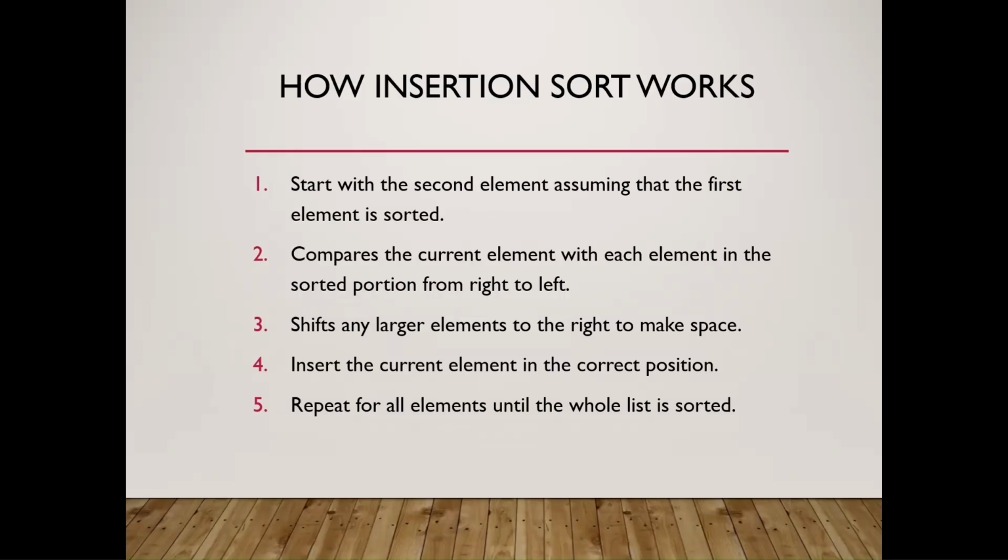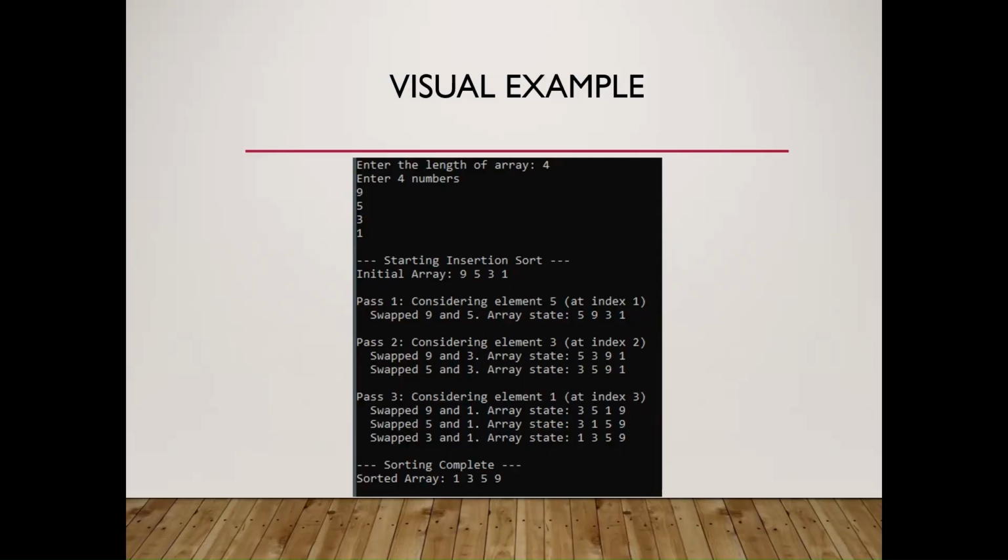Now here we have a visual example. We will take an array of length 4, which is in its initial state as 9, 5, 3, 1. So we will consider 5 as the first element, and because 9 is already considered to be sorted, 5 will swap with 9, because 9 is obviously larger than 5.